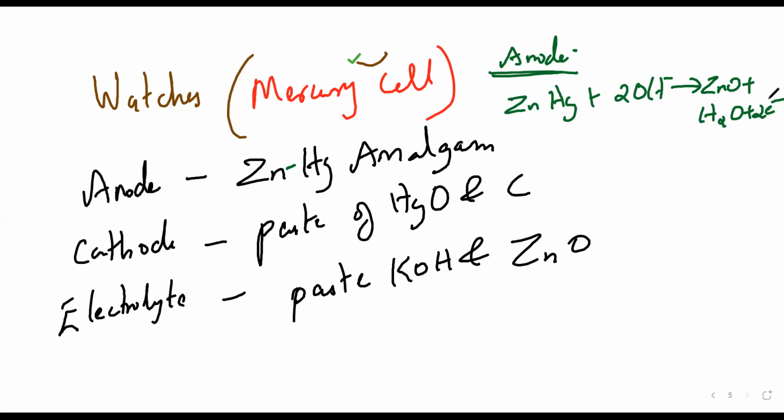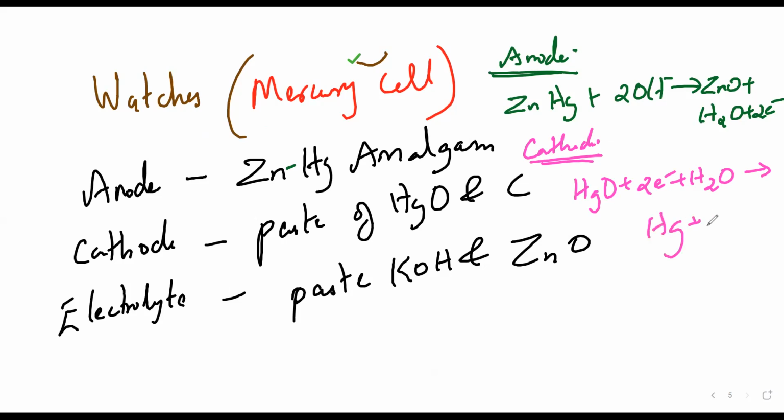Fine. And who will take the electrons? The cathode will take the electrons here. Cathode is what? HgO. It will take the water and the electrons produced at the anode, correct? And this will give us Hg and OH⁻ ions. And these OH⁻ ions will further react with the anode. So this constant reaction is the functioning or working of a battery.